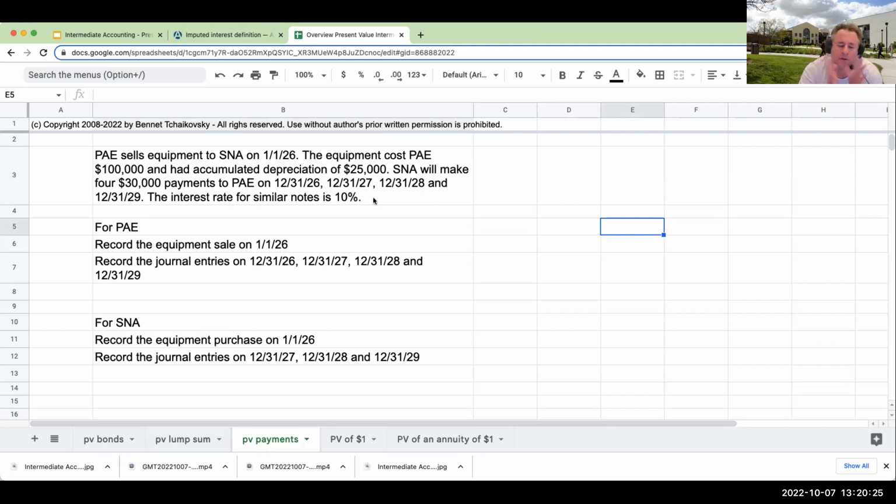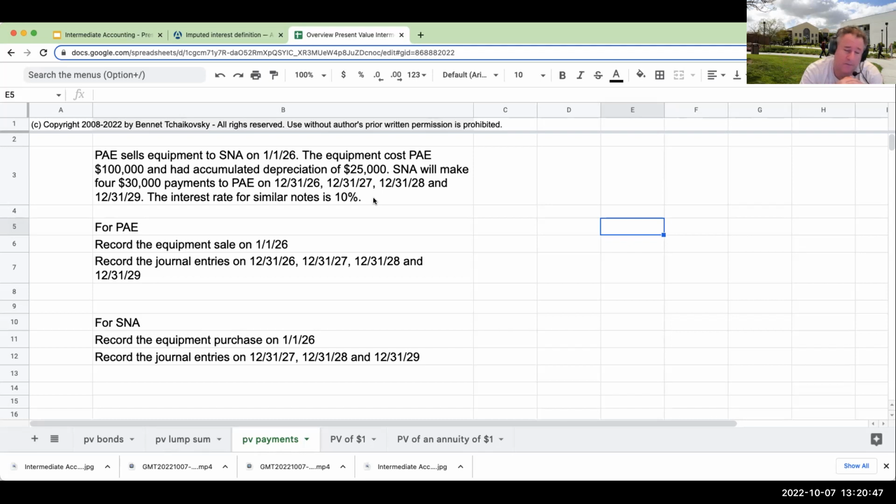So the first thing you have to do is to say, okay, if they're just buying it and they're giving us $30,000 a year for the next 4 years, that doesn't cut it, because the equipment that we're selling today is not comparable to those future dollars coming through.